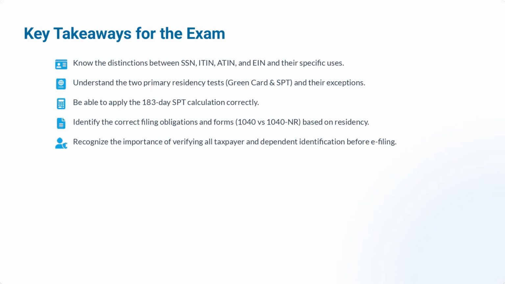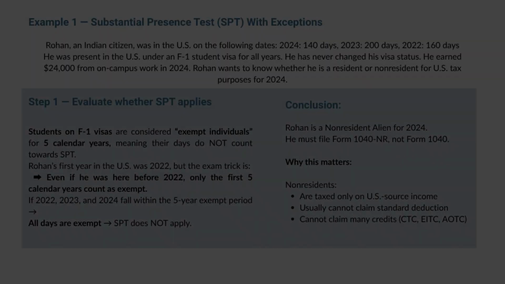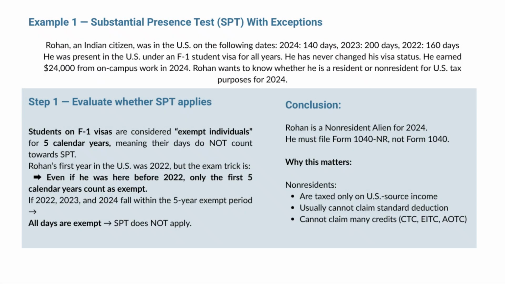Tax treaties and forms like 8840 and 8833 affect residency classification. Identity verification safeguards reduce fraud risks. Dependents must have correct ID numbers for major credits. If you understand everything we discussed today, you will be well prepared for EA exam questions related to taxpayer identification and residency verification. Now let us solve some examples and sample questions related to this module, which will be very helpful in the exam. Example 1.